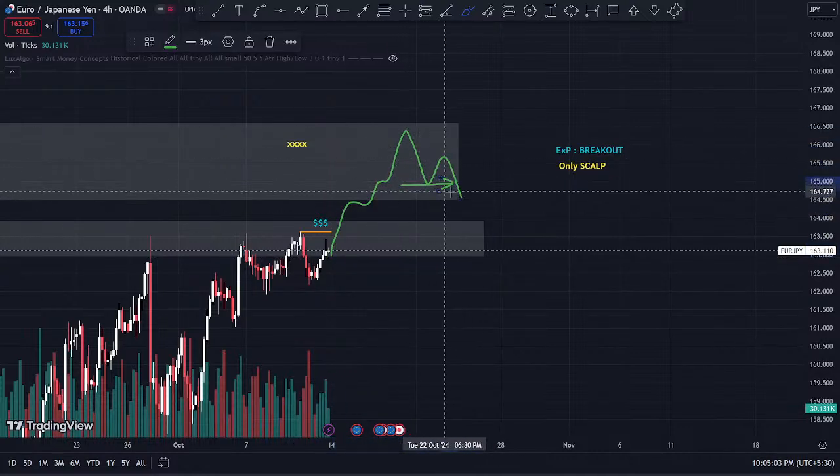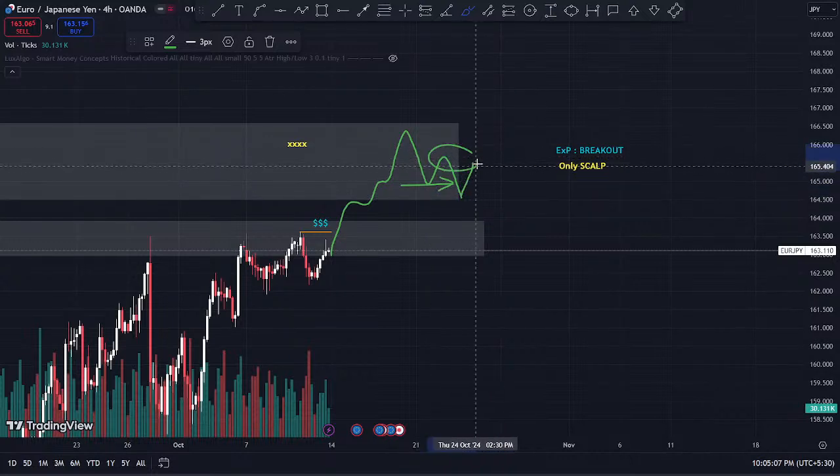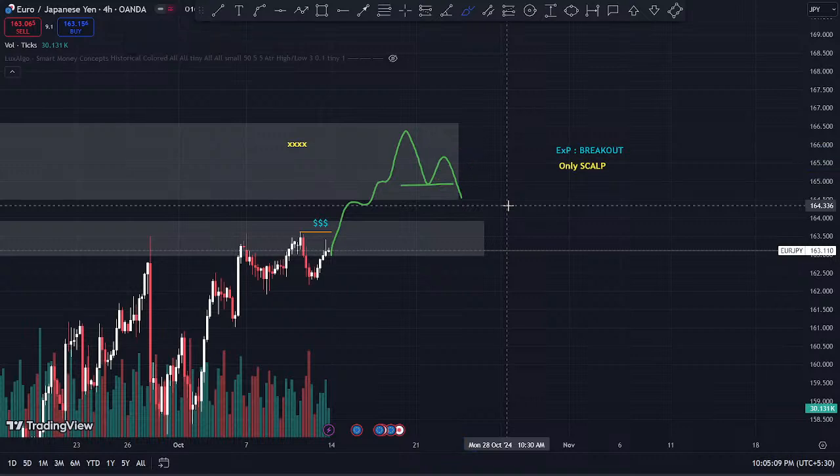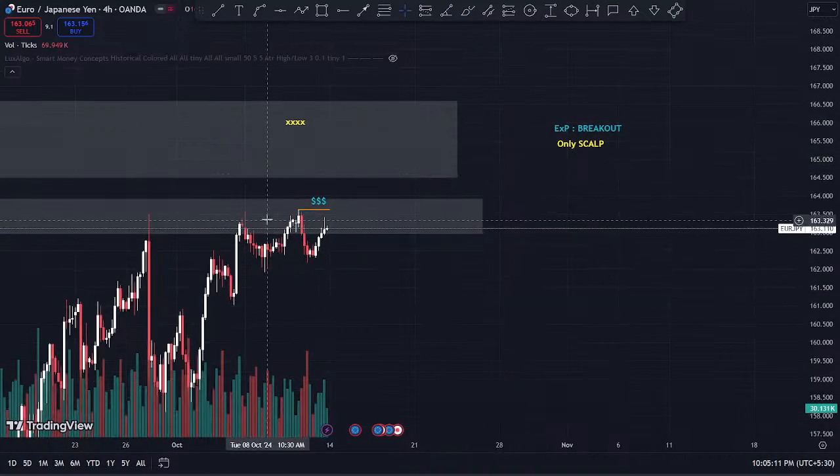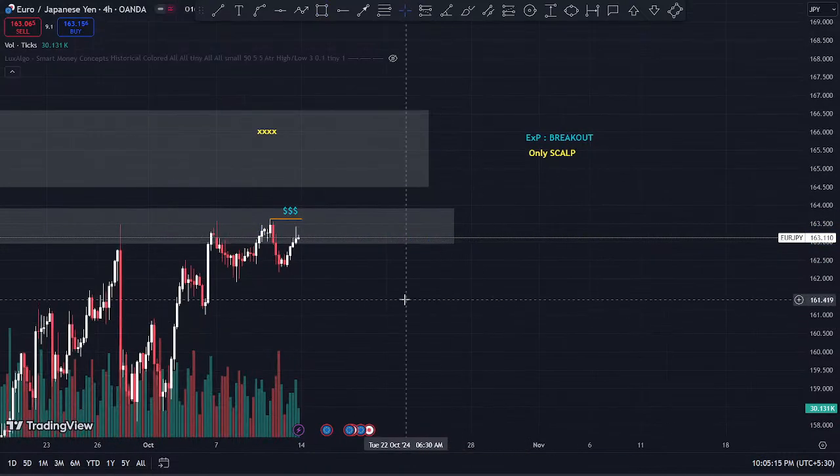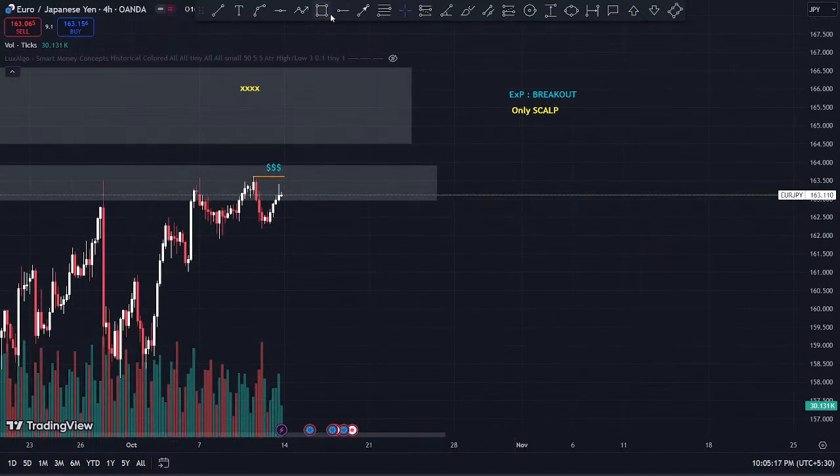So the price has to show some internal change of character, and if the price starts to respect this supply zone, then I am going to enter some shots, aiming for some maximum of this thing. And if the price goes my way, I am going to hold this trade and trail my stop losses.